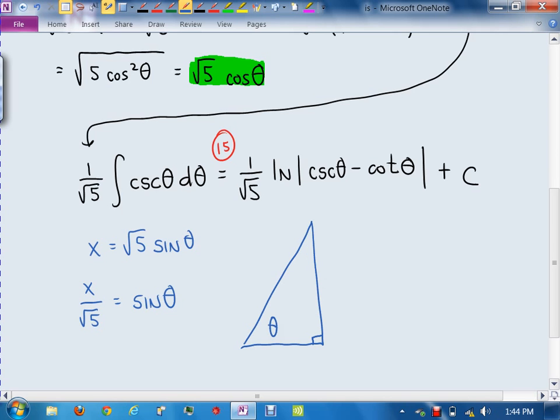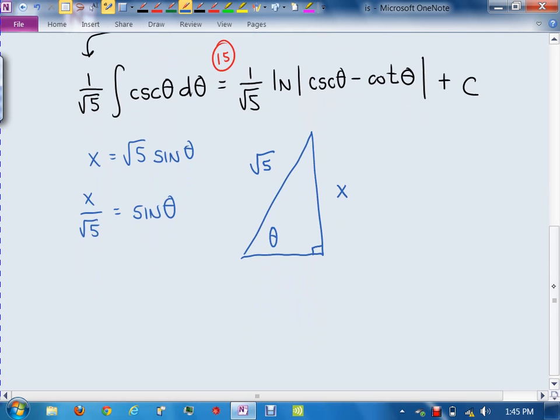So theta is always going to be the angle here. And now it's just a matter of getting everything set up correctly. Sine theta is what side over what side? Opposite over hypotenuse. That means the opposite side should be x, and the hypotenuse should be root 5. And I want both cosecant and cotangent, right? Cosecant is the reciprocal of sine, so cosecant theta would be root 5 over x. But cotangent requires me to have the other two sides of the triangle.